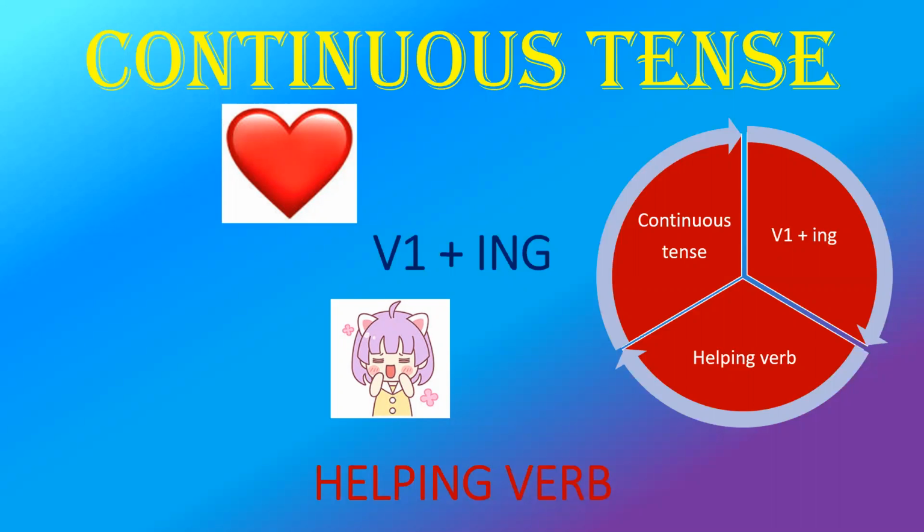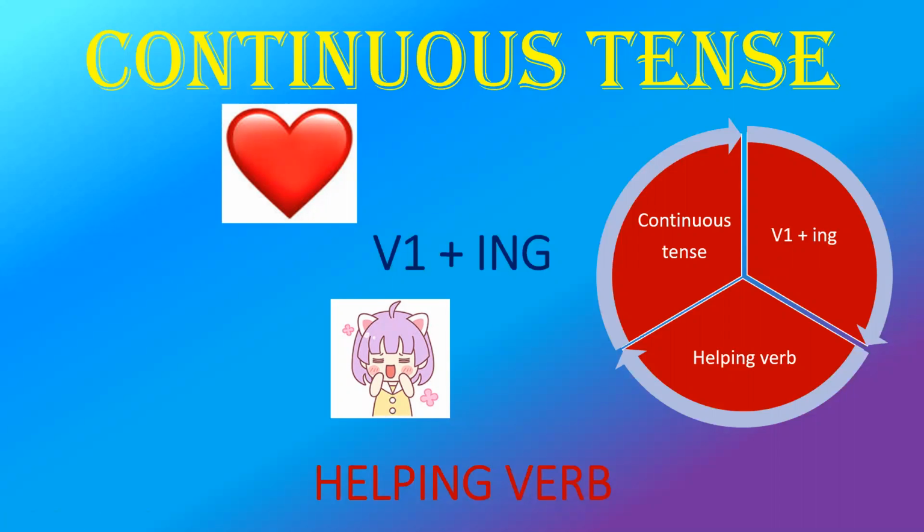Similarly, the verb's first form plus ing loves the helping verb. So whenever they go somewhere, they go all together. If the tense is continuous tense, it will always have the verb's first form plus ing. And if there is the verb's first form plus ing in continuous tense, it will always have a helping verb with it. The helping verb could be any of the gifts, that means was, were, is, am, are. All right, so these make a love triangle.